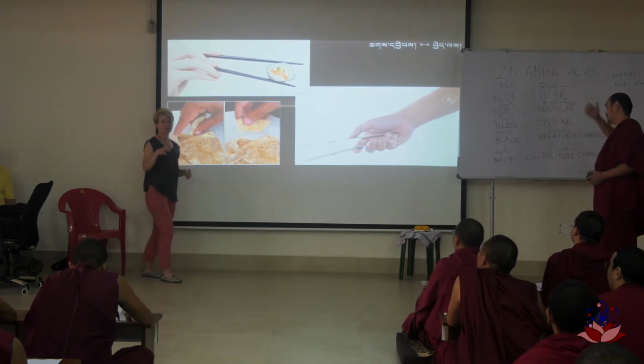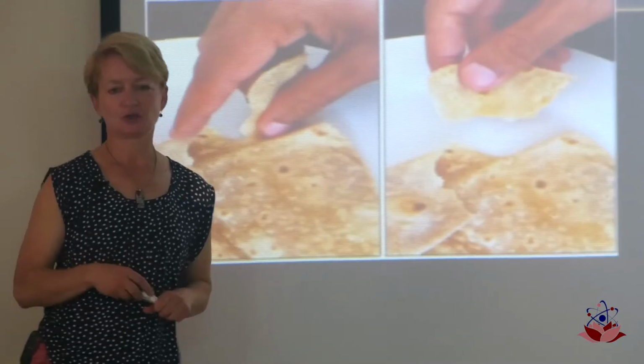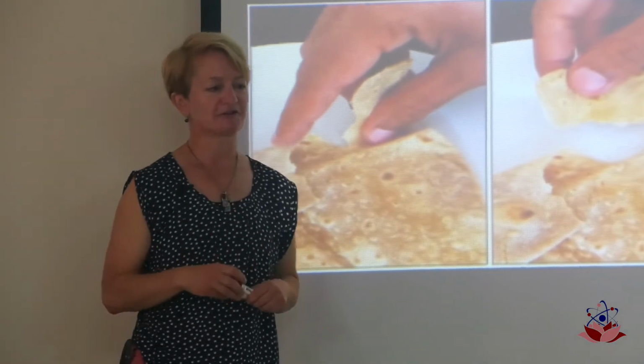So for example, if you want to pick up noodles, this tong is a good tool to do that. It has the right structure for that function.